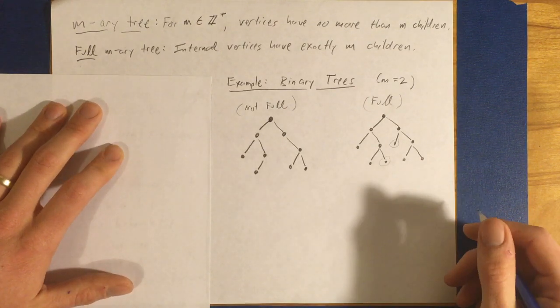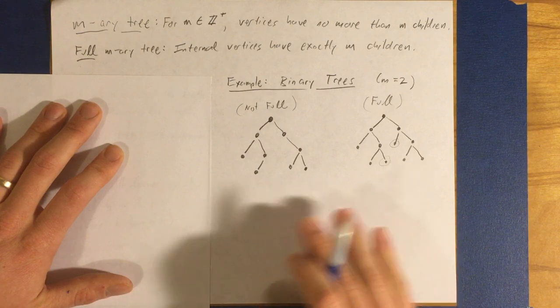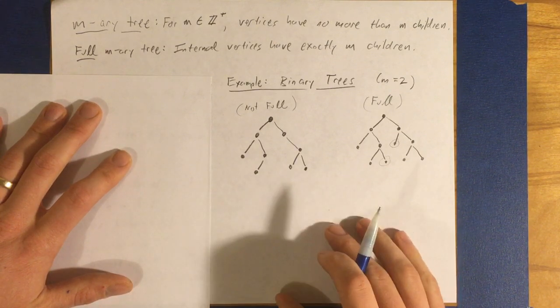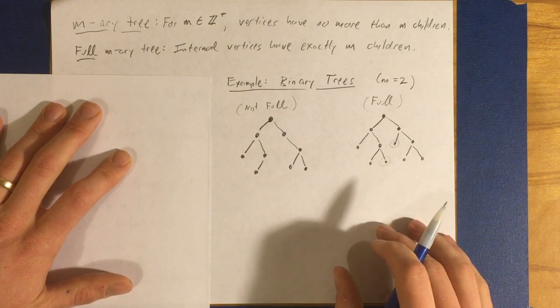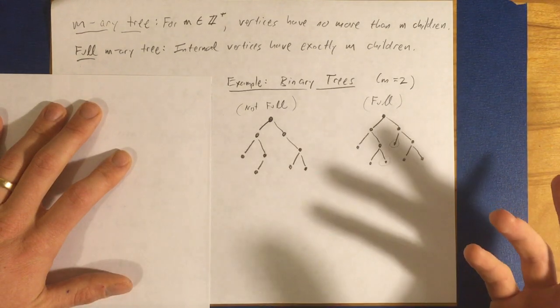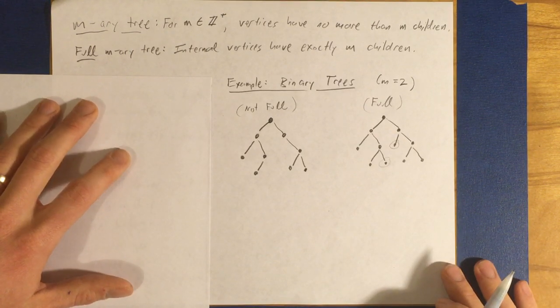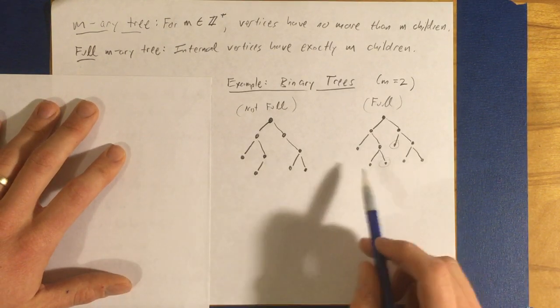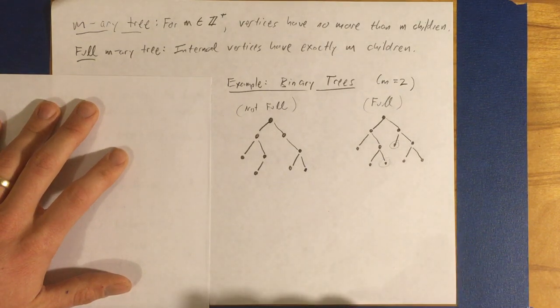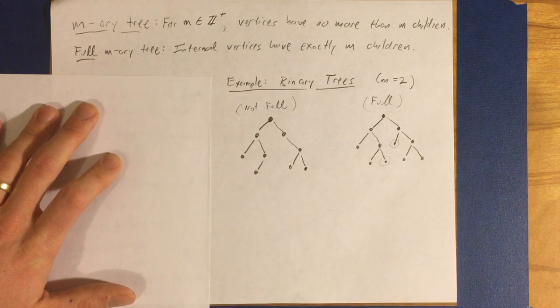This is something you might do if you were trying to store a tree structure in an array. You might have some entries in the array that are dummy or blank entries. You might assign them to null. And they're just placeholders so that you have the numbers all working out perfectly. So there's binary trees, not full and full.